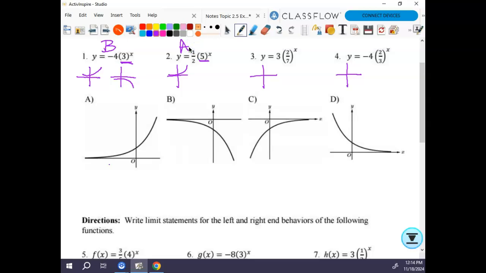Yes. All right, on 3, since the b part is 2/7, that means it's exponential decay. The 3 out front is just going to stretch it up, but it's still going to have that same general shape, which is D. Right? And then this 2/3 is exponential decay, but then I have a reflection, so it's going to end up looking like this, which means that would be C. Okay. Do we agree with those? Make sense? Easy enough? All right.